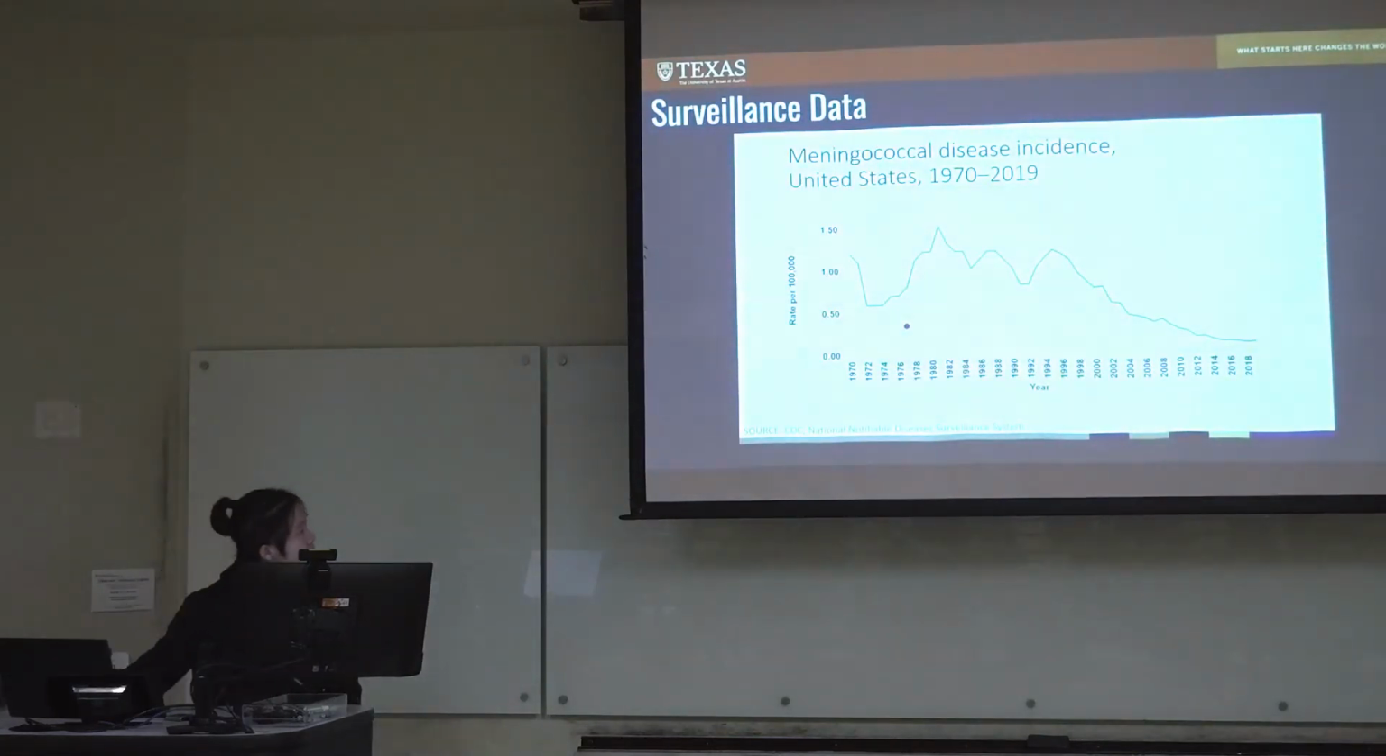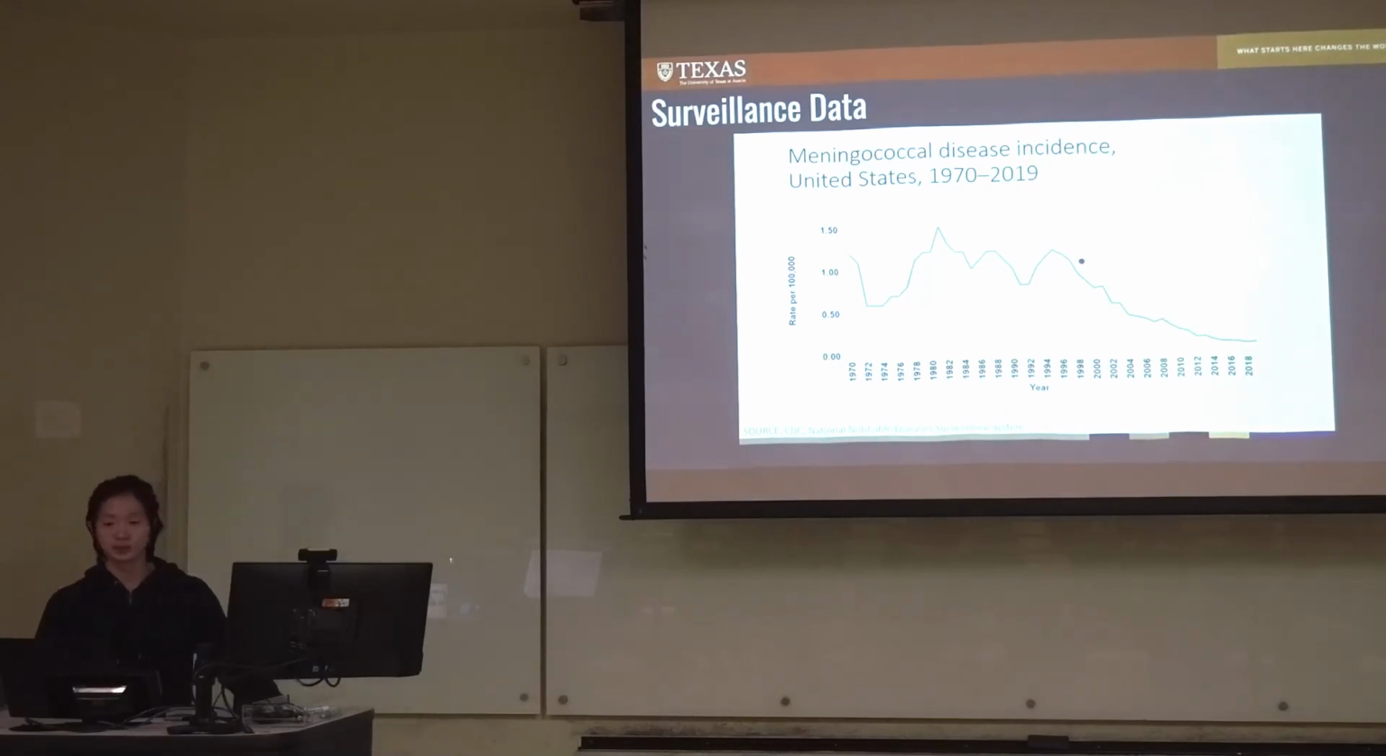And this is some data from the CDC that tracks the vaccine progress, or the number of cases over time. The first vaccine was introduced in 1978, which you can see here. However, it took a while for the cases to see a noticeable decrease just because of vaccine rollout, campaigns and policy. The public just wasn't aware that this was a thing.